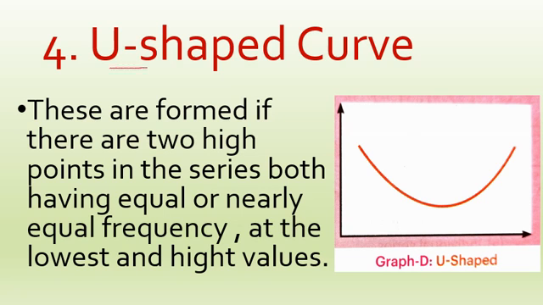Now next one is U-shaped curve. In U-shaped curve there are 2 points of high frequencies. In a single series there are 2 high frequencies and they are almost equal to each other. So these are formed if there are 2 high points in the series both having equal or nearly equal frequency at the lowest and highest values. The U-shaped curve is known as U-shaped because it is in the shape of U.